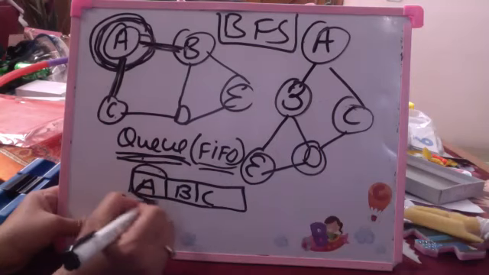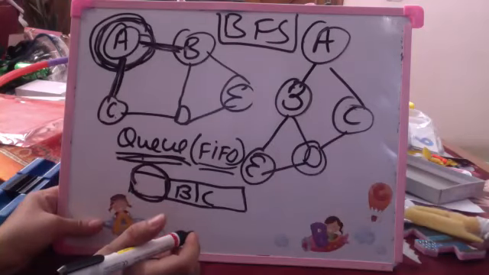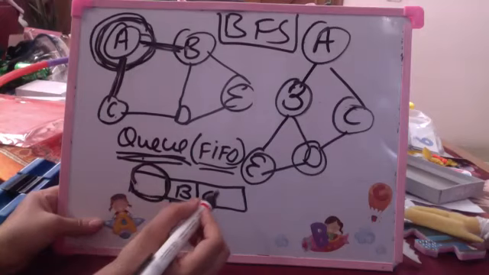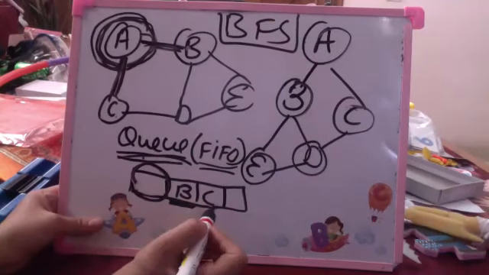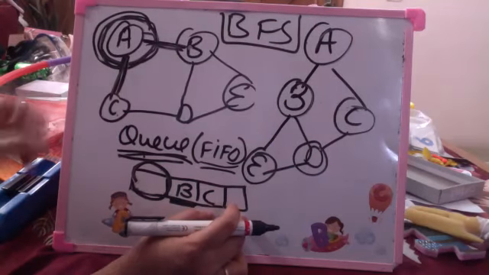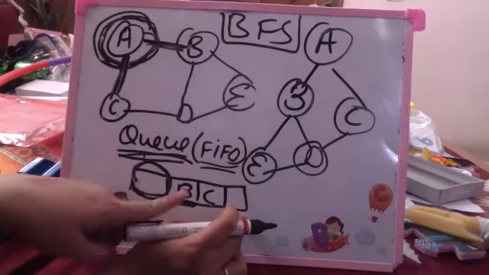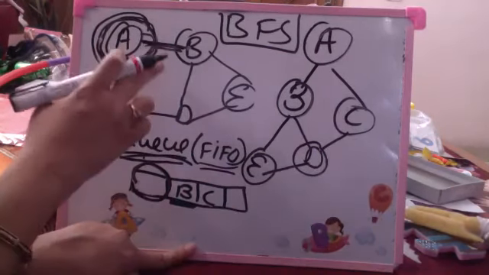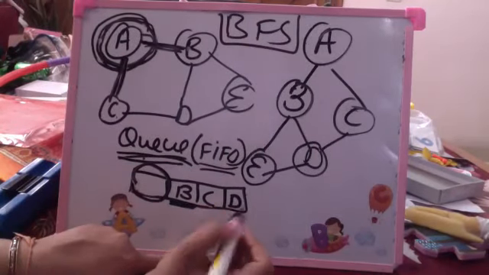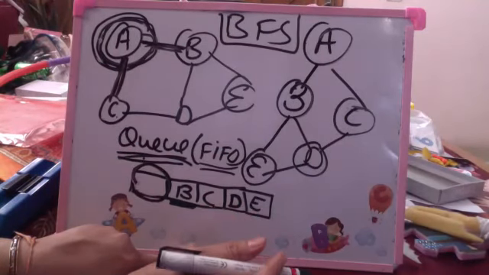Now you visit A, that means you print A and you remove it from the queue. Then you come to the next node in the queue, which is B. You insert all the adjacent nodes of B in the queue which have not already been visited. Since A has already been visited, though it is adjacent to B, it will not be inserted in the queue again. Another node which is adjacent to B is D. It has not been visited, so it is inserted in the queue. Another node adjacent to B is E. Again not visited, inserted in the queue.